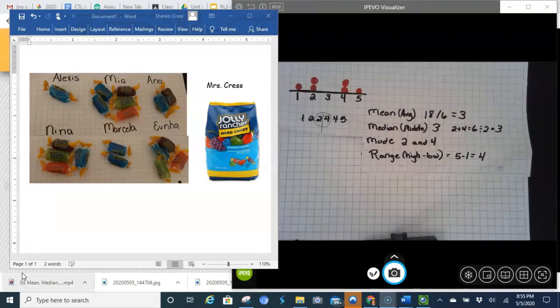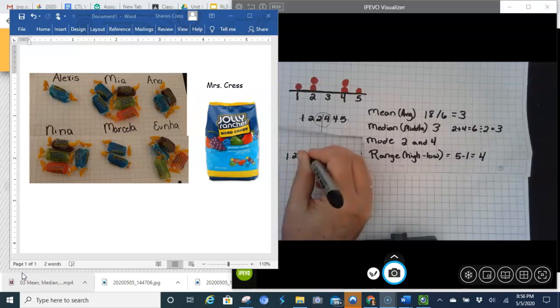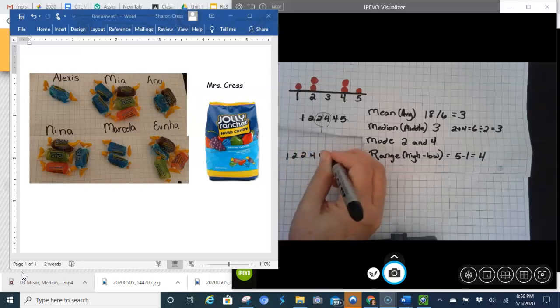All right, so now we're going to look at changing the data a little bit. The girls all had some candy, but I've got a big bag. My bag has 332 Jolly Ranchers. So let's add that in and see what happens. If I have 1, 2, 2, 4, 4, 5, and 332.